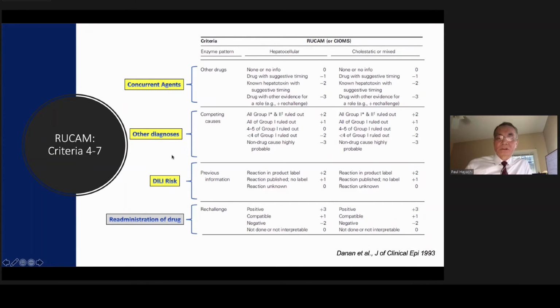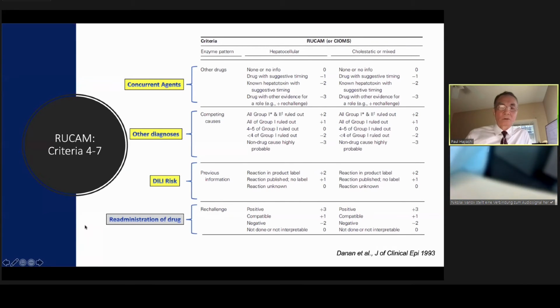And then DILI risk, this is one of the more problematic ones. It was based on labeling and publications. Well, again, there's a variation in how deeply you looked for the publications, what the quality of the publications was, and how the label reads. Is there a box warning? Is it just a mention of a mild elevation of liver enzymes? What does that mean and how do you score it? And then lastly, readministration of drug, this is a rechallenge. This is done fairly rarely. So I've always wondered how much it really helps with the tool, because we challenge patients with the drug again so rarely in practice and in trials, actually.